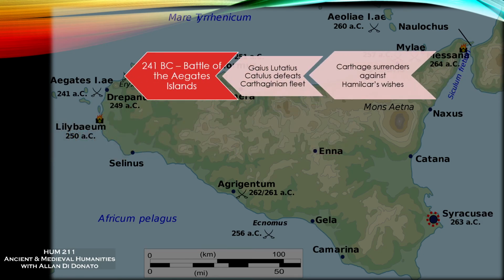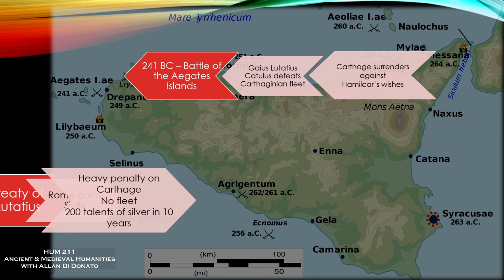Now, in 241, you have the Battle of the Gates Islands. Lutatius defeats the Carthaginian fleet, preventing reinforcements. Carthage immediately surrenders after the Battle of the Gates Islands. Now, this angers the general there in Sicily, Hamilcar Barca. Hamilcar does not want to surrender. He has never lost against the Romans and is going to hold a grudge against Rome for years afterward, and complains to the Carthaginian government about this premature surrender in 241.